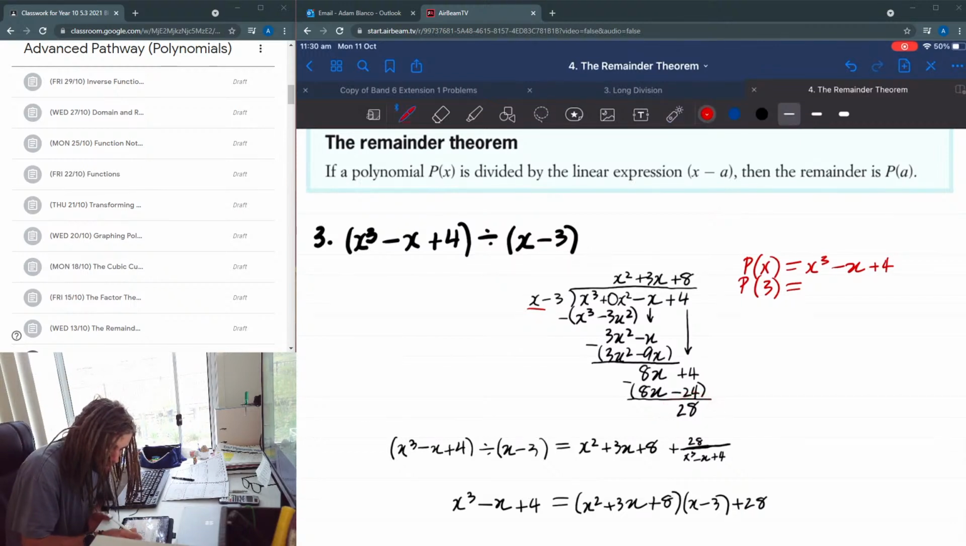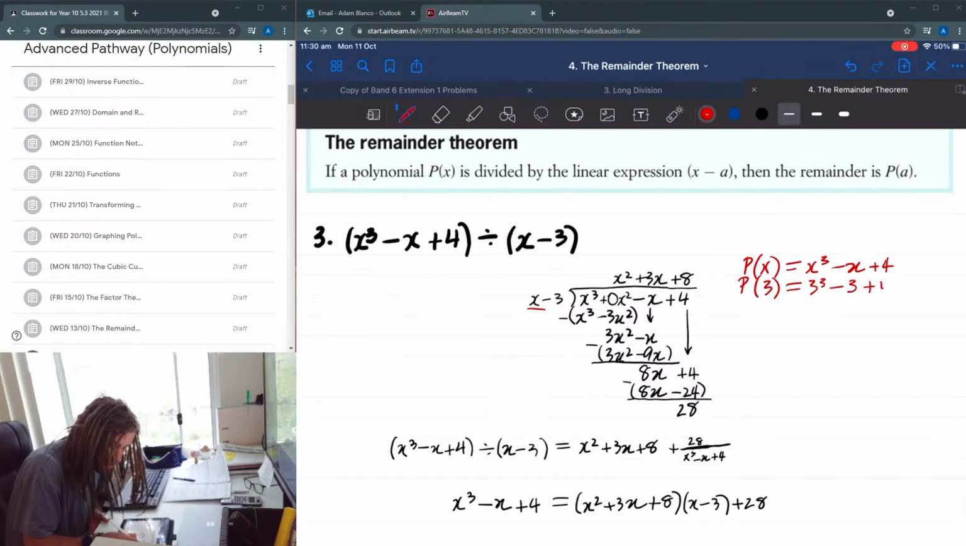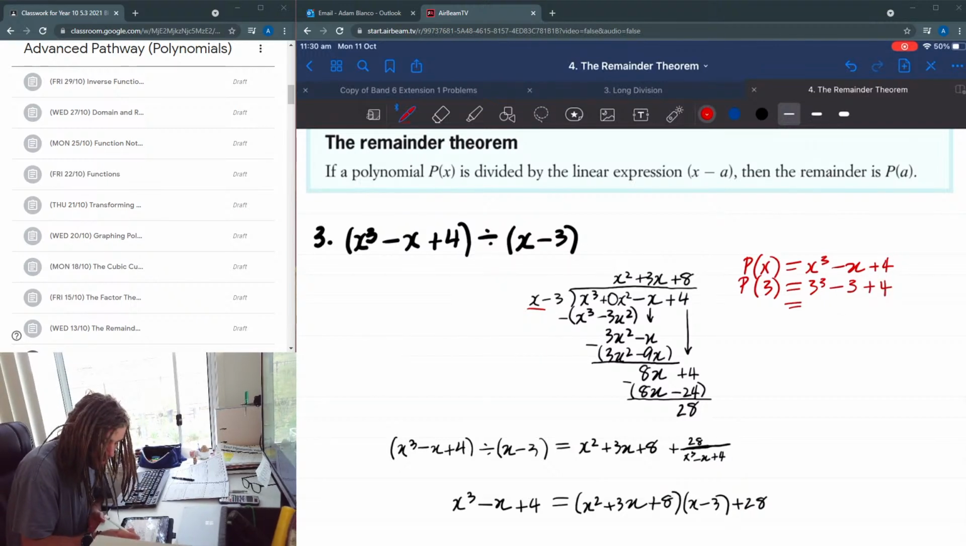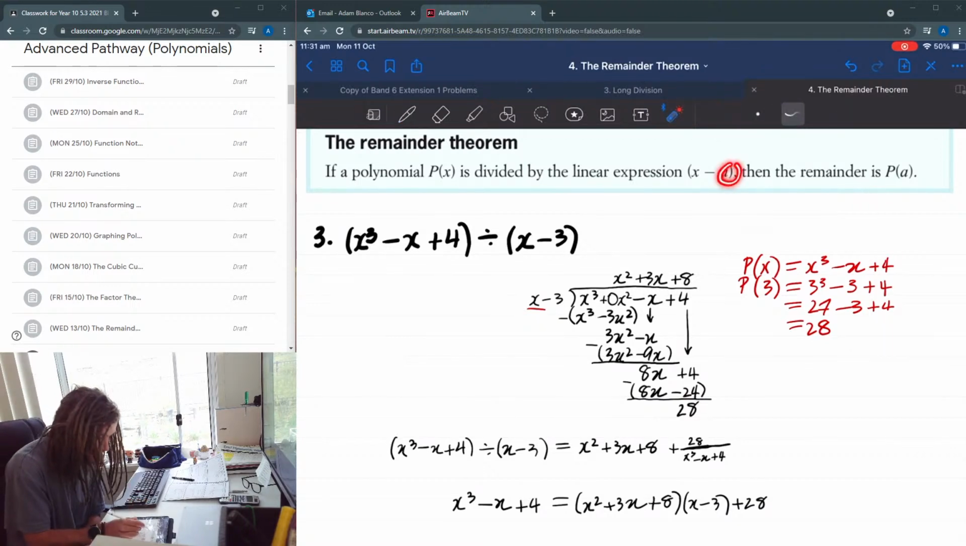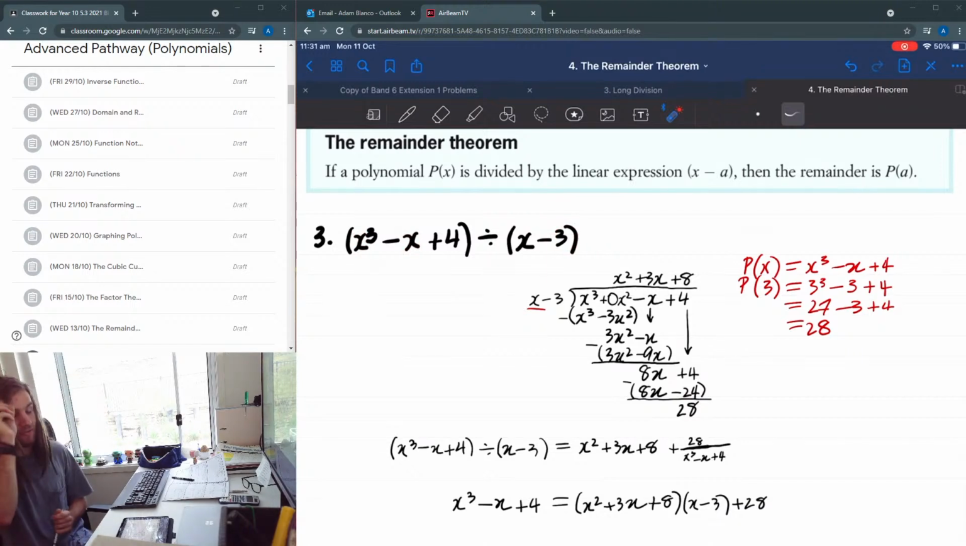So it's 3 cubed minus 3 plus 4, and that's 27 minus 3 plus 4, which is 28. And it's like, how in the hell? How does that work? All I have to do is get this number here, put it in here, and that tells me what the remainder is.